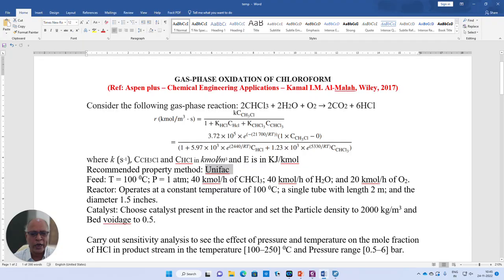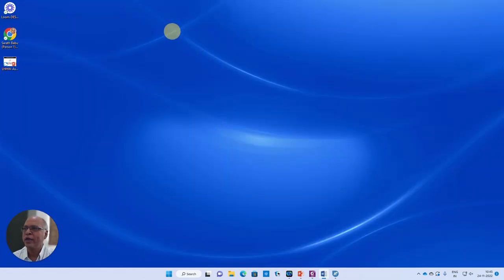We are also required to carry out a sensitivity analysis to see the effect of both pressure and temperature on the mole fraction of HCl produced in the temperature range of 100 to 250 and pressure range of 0.5 to 6. Now let us see how to handle this problem in Aspen.